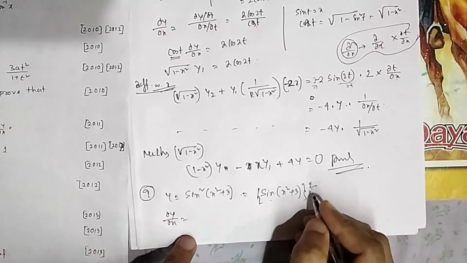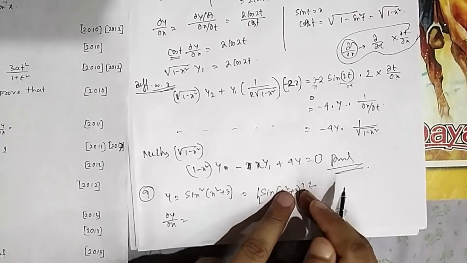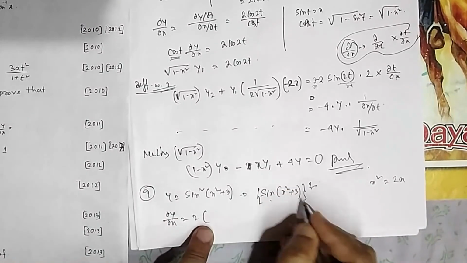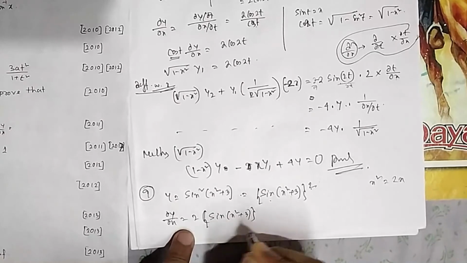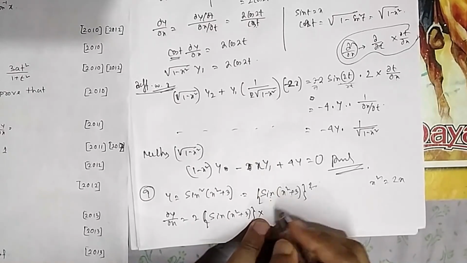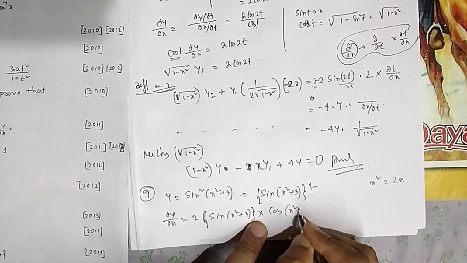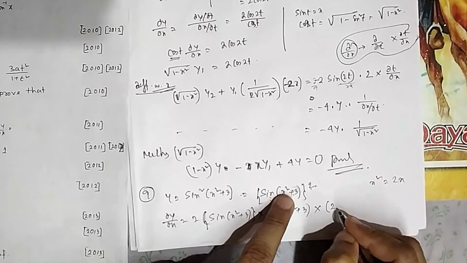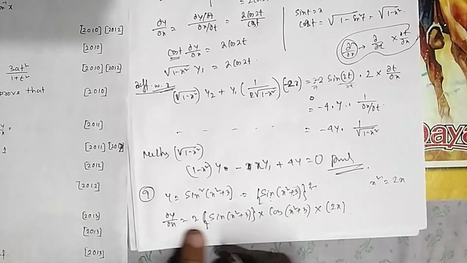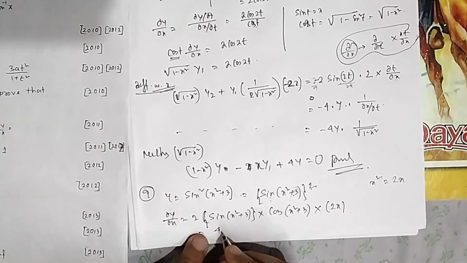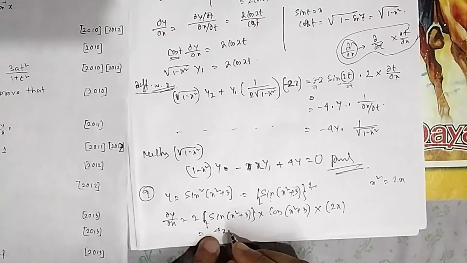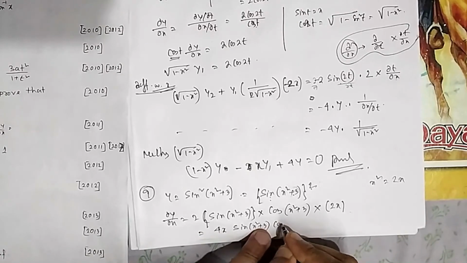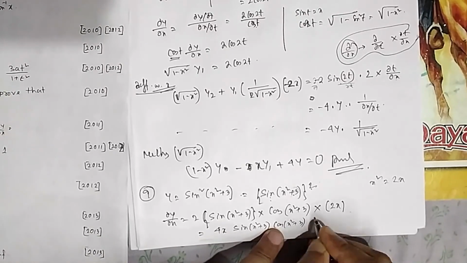First, the outer layer is square. So something square, differentiation is 2 times that something. So 2 into sin of x square plus 3. So outer layer is finished. Then I go inside. Sine differentiation is cos. So the second layer is also complete. Then I go inside this layer. Differentiation of this one: x square is 2x and 3 is 0. So it is 2x. So finally, if you simplify, 2 times 2 is 4x sin of x square plus 3 cos of x square plus 3. So this is your answer.